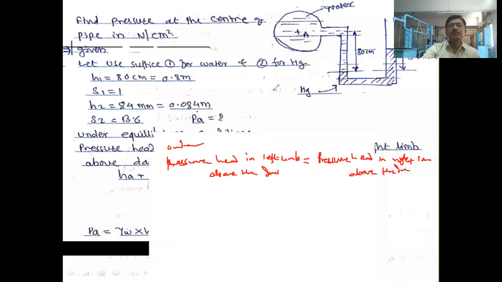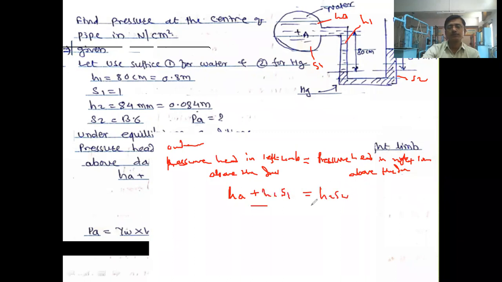Now, in this case, suppose this is the HA, this is H1, this is H2, this is again S1, this is S2. Now tell me the equation on the left hand side. What are the things that will come here? HA plus H1S1 is equal to H2S2. Correct. So therefore, HA is equal to H2S2 minus H1S1.